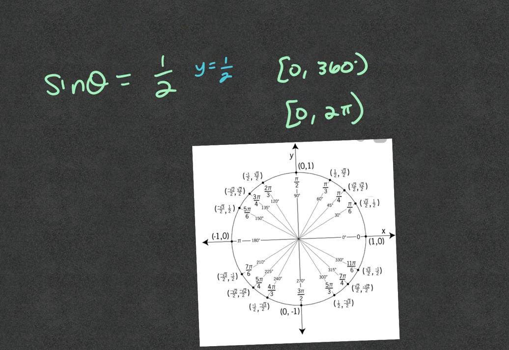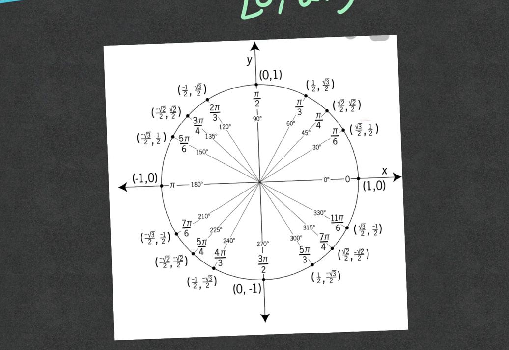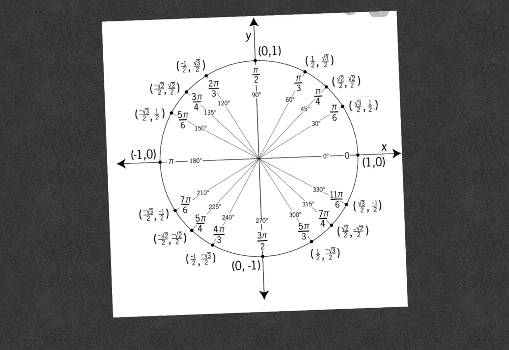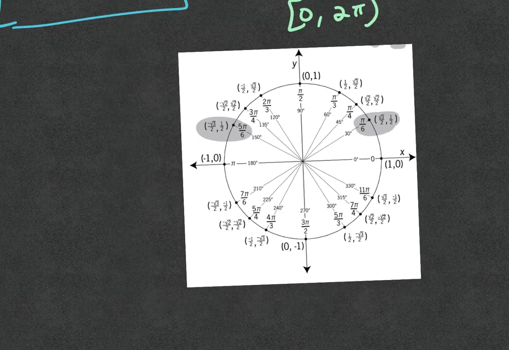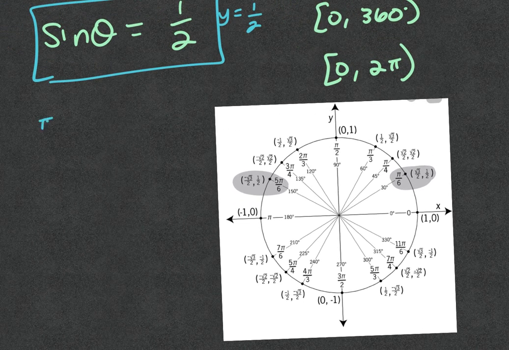So if I'm looking for the angle where sine's 1/2, I would go all the way around my circle and find everywhere where my y is a positive 1/2, which is here and here. In radians, those two answers would be pi over 6 and 5 pi over 6. And that's how it would be on your quiz on Monday.